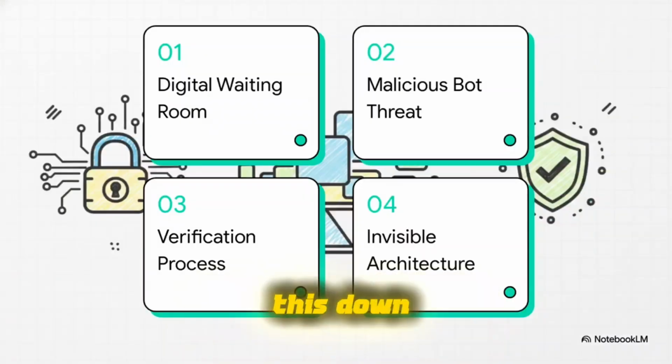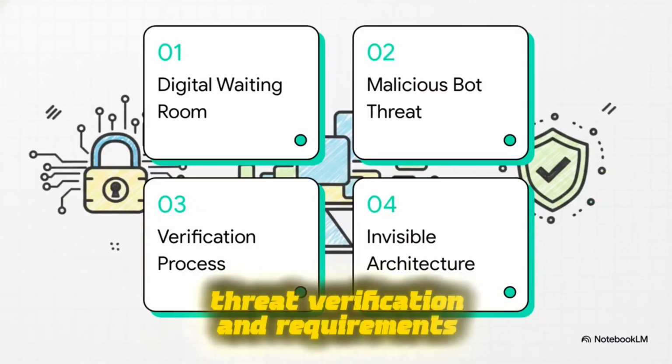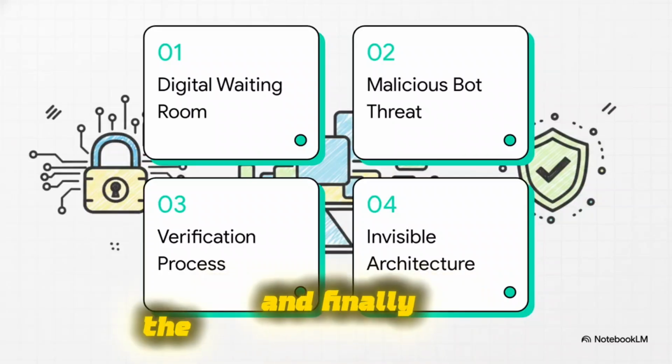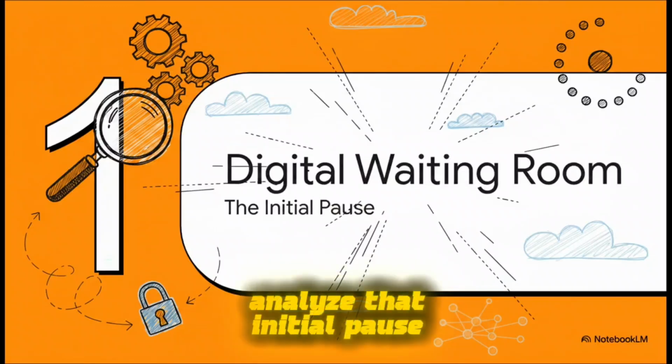We're going to break this down into 4 quick phases: the digital waiting room, the malicious bot threat, verification and requirements, and finally, the invisible infrastructure. Let's jump into part 1, the digital waiting room, and analyze that initial pause.